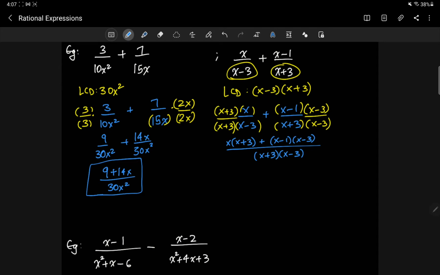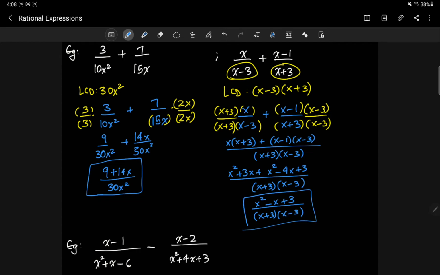the LCD, right? Now FOIL this out on the top to get x squared plus 3x plus x squared minus 4x plus 3, x plus 3, x minus 3, which becomes x squared minus x plus 3 over x plus 3, x minus 3, which is going to be the final form.